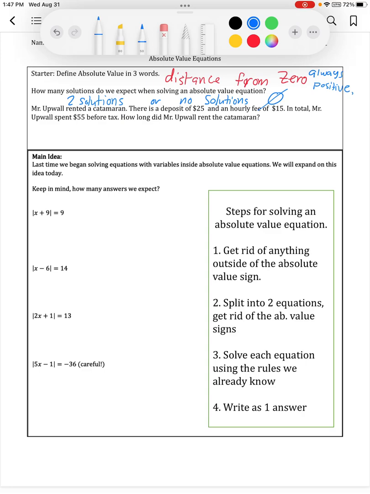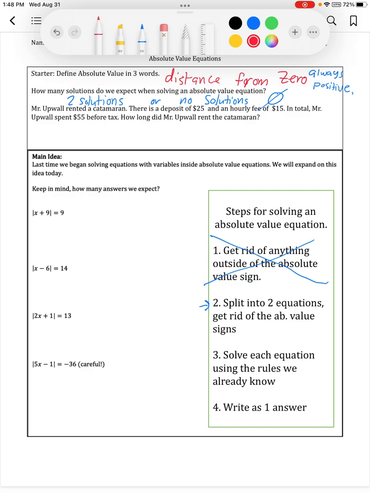Here are the steps. The first one is get rid of anything outside of the absolute value. We're not going to worry about this one for today. That one will show up tomorrow. So we can just jump straight to step 2. We're going to split into 2 equations and get rid of the absolute value sign.